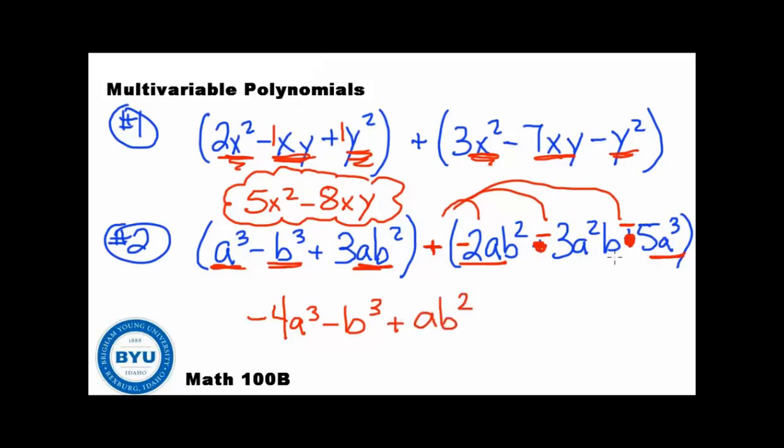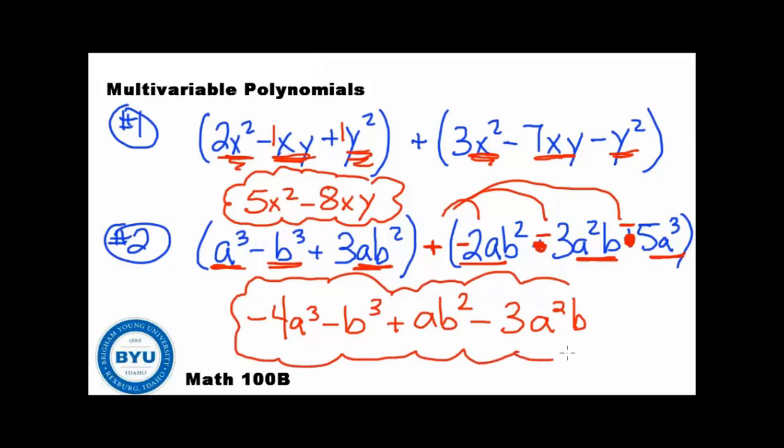Now the last thing I need to take care of is these a squared b's. There's no other like terms for those, so I just write in minus 3a squared b. Good. On that problem, the only tricky part is to remember that these are not like terms. ab squared is not a like term with a squared b, so you write them separately. Okay, great.